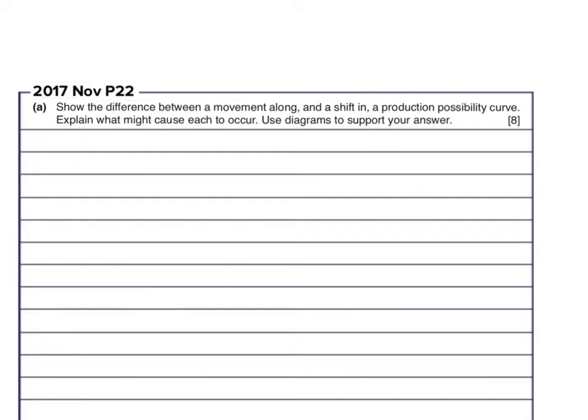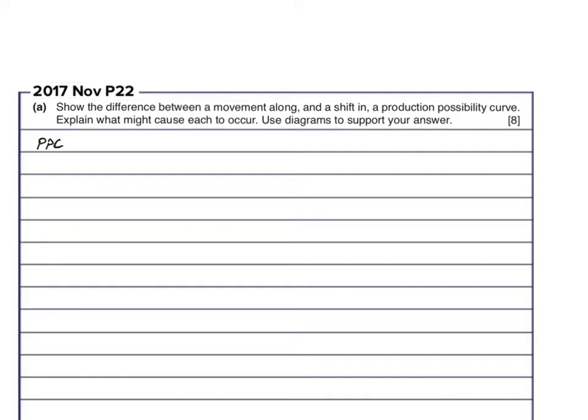So for this question, 8 mark का है. You have 4 marks for knowledge and understanding, and you have 4 marks for application. So for the first thing, obviously the term that you have to define is production possibility curve. So what is production possibility curve?